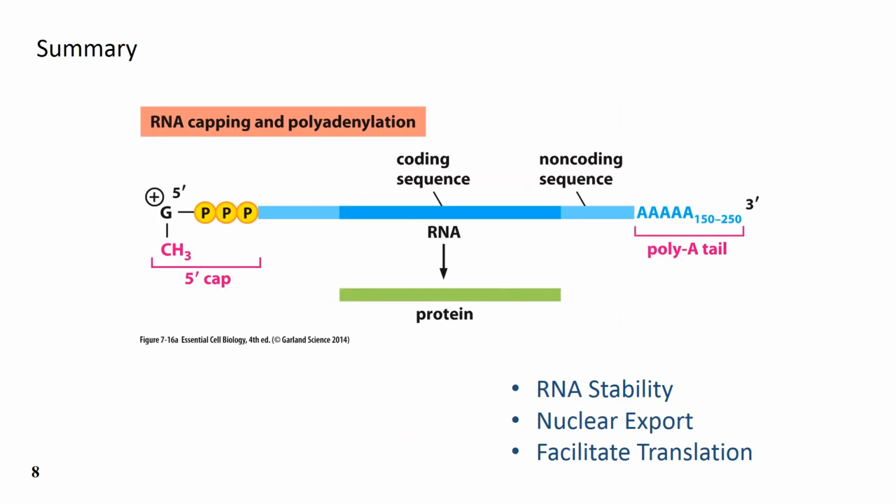To summarize, both the 5' and the 3' modifications perform the same functions, and those are: they enhance the stability of the mRNA, they allow for the mRNA to be exported from the nucleus to the cytoplasm, and they make the process of translation much more efficient once that mRNA is in the cytoplasm.